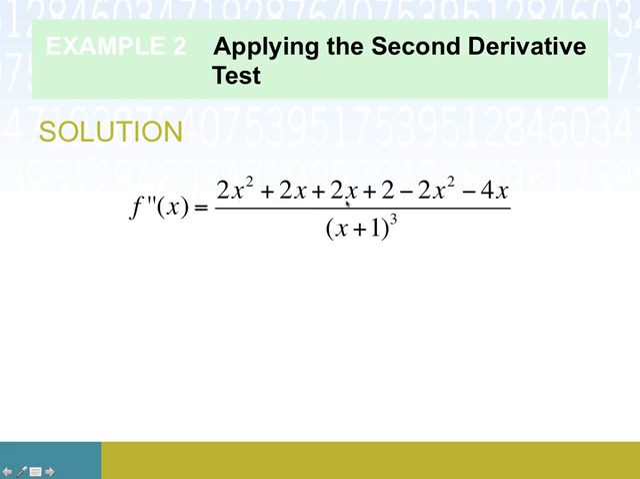So expanding out the top, now we actually distribute everything, combine some like terms. Notice that a lot of this stuff goes away. We have 2x, 4x, and then minus 4x, and then negative 2x squared and positive 2x squared. So all we're left with in the top is this 2. So there's our second derivative function.